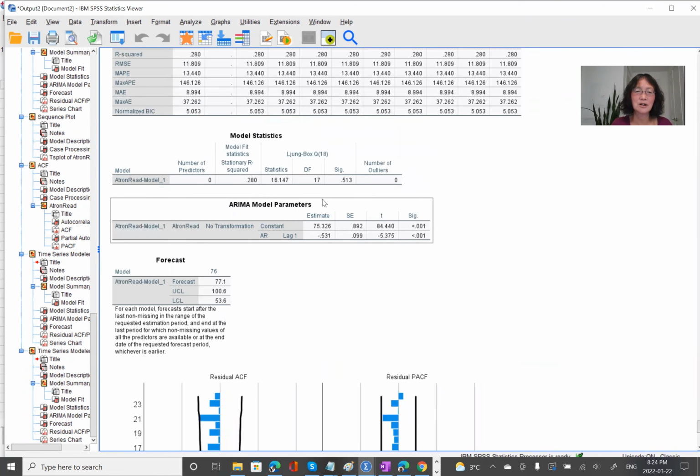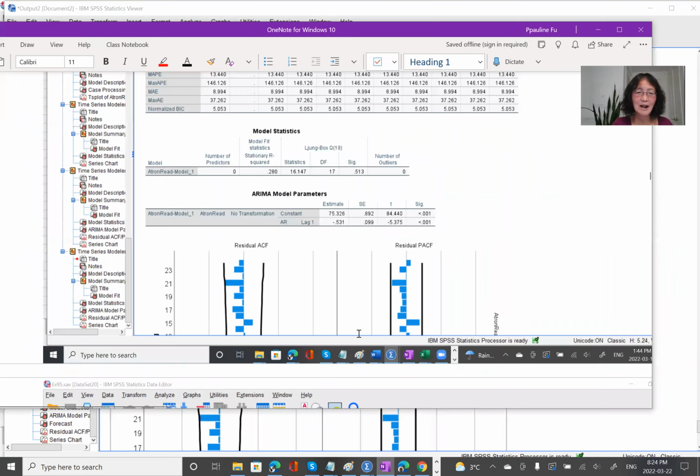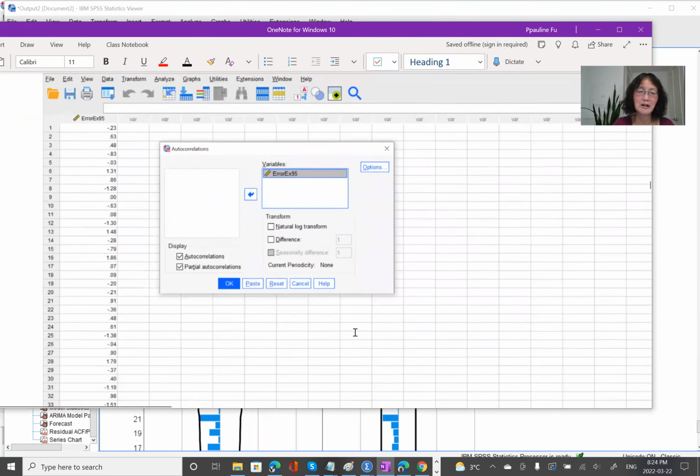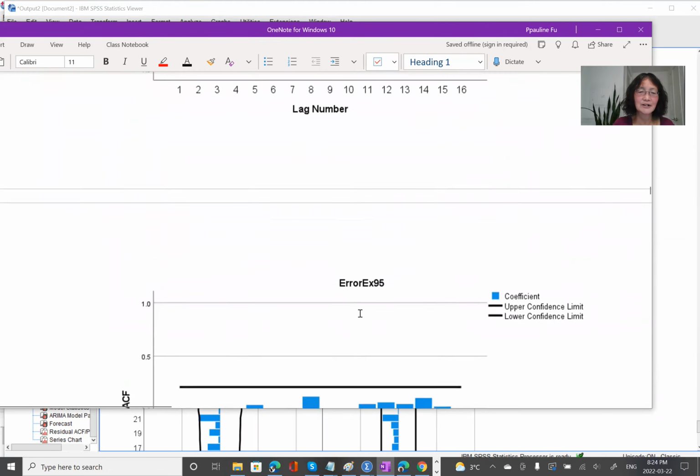Where is my model? The model is based on these 2 numbers. But remember what I said before? When you do an AR model, you have to do a calculation to get the real true constant.